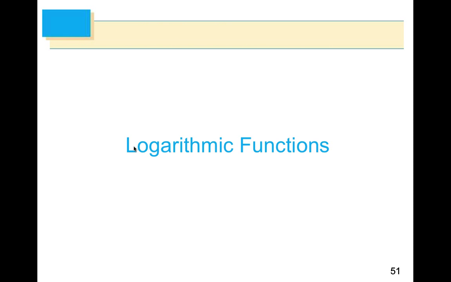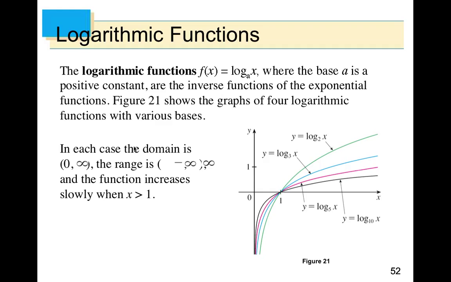Another one is logarithmic functions. The logarithmic function f of x is the log base a of x, where the base a is a positive constant, and these are the inverse functions of exponential functions. Figure 21 shows the graph of 4 logarithmic functions with various bases. In each case, the domain is from 0 to infinity, and the range is from negative infinity to positive infinity. And the function increases slowly when x is greater than 1. So you should notice that it increases very rapidly until x equals 1, and then it starts to flatten out and grow very slowly.